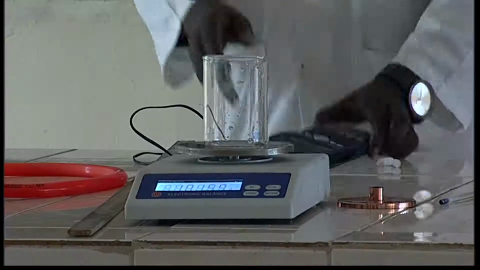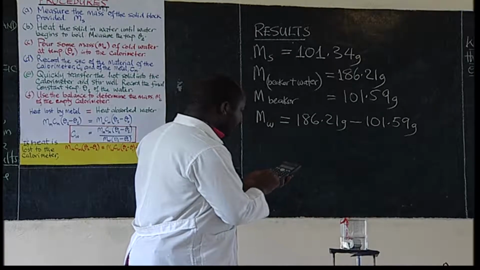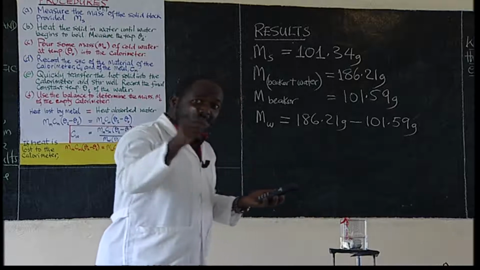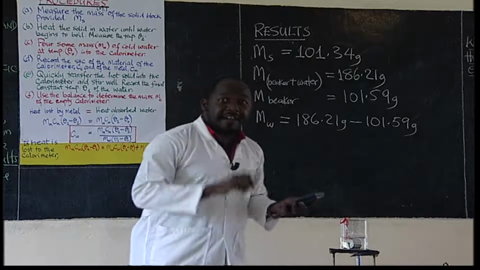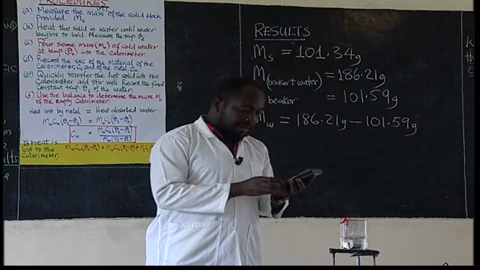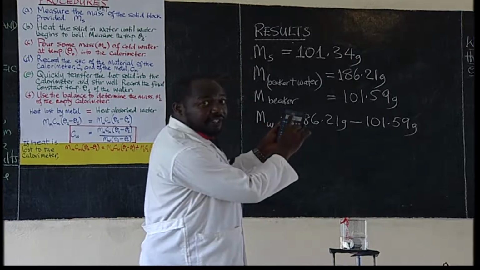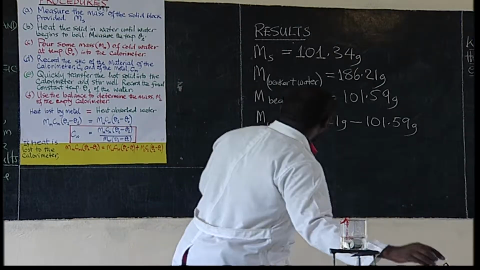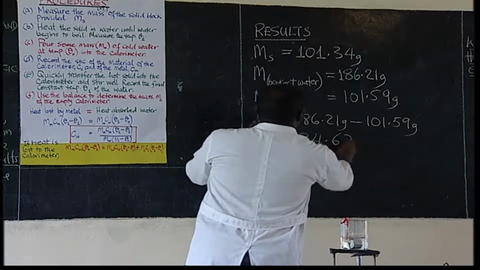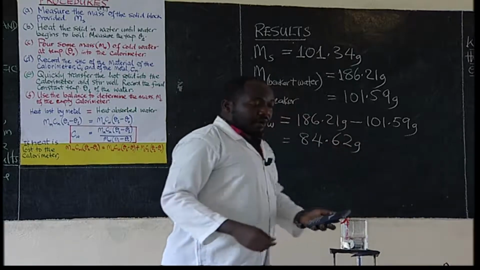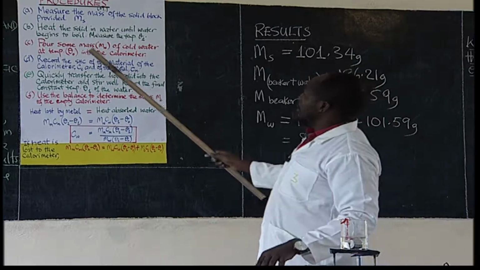So I'm going to press my calculator. I hope you have yours too. So this is 186.21 minus 101.59. What do I get? 84.62. So I'm getting 84.62 grams. So we are done with the mass of what? Of water in the calorimeter, which is this one.